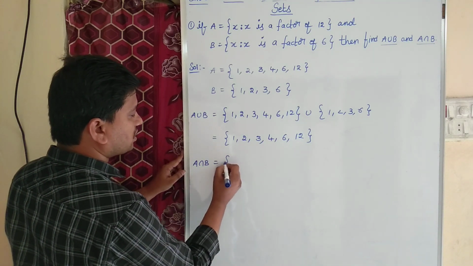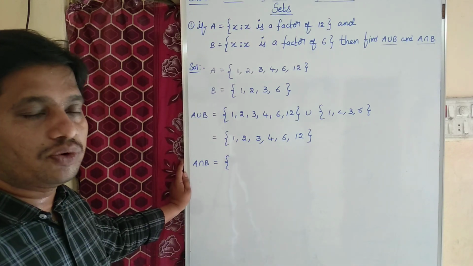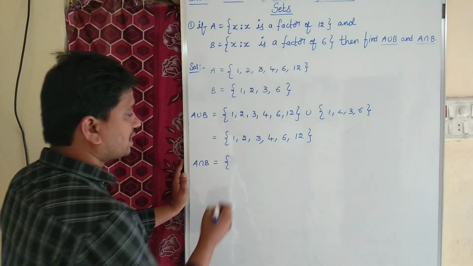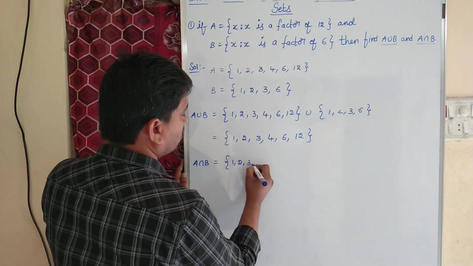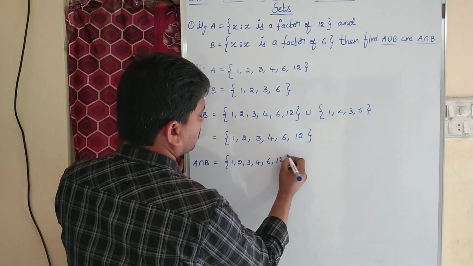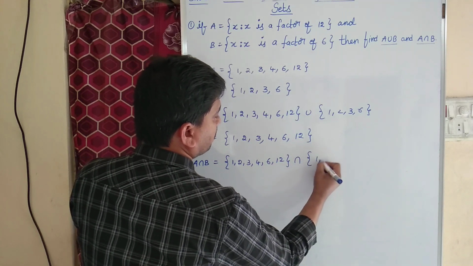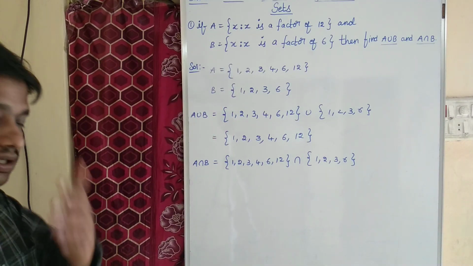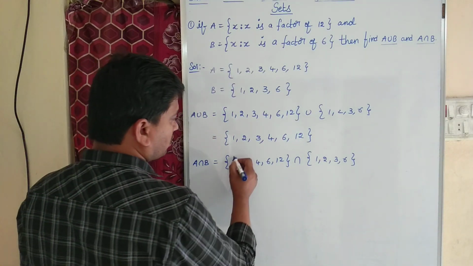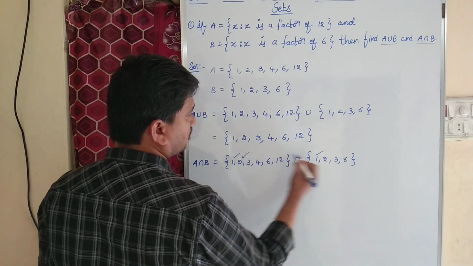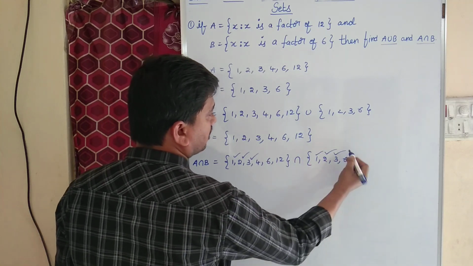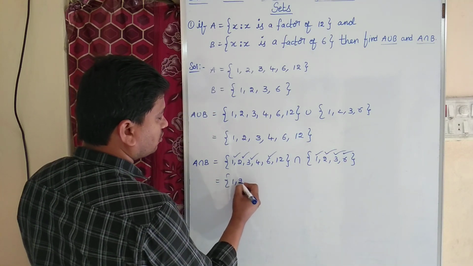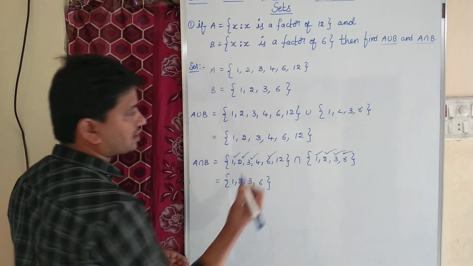What do you mean by intersection, children? We need to write the common elements which are there in both set A and set B. In set A we have 1, 2, 3, 4, 6, 12. In set B we have 1, 2, 3, 6. What are the common elements present in both the sets? 1, 2, 3, 6. They are the common elements. So A intersection B is equal to 1, 2, 3, 6.